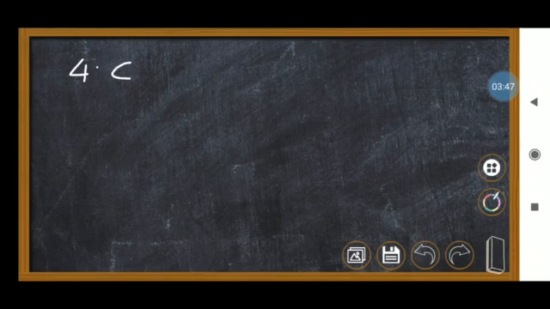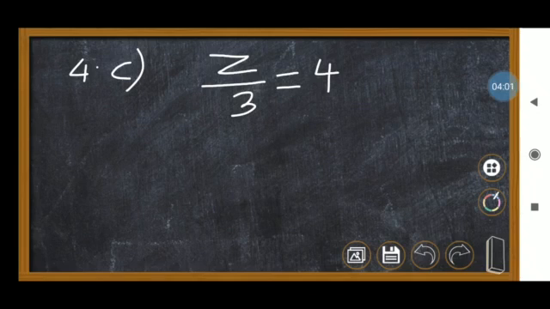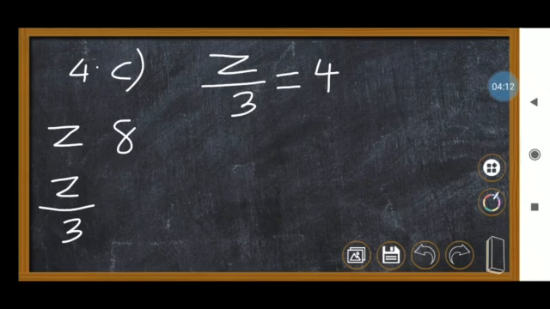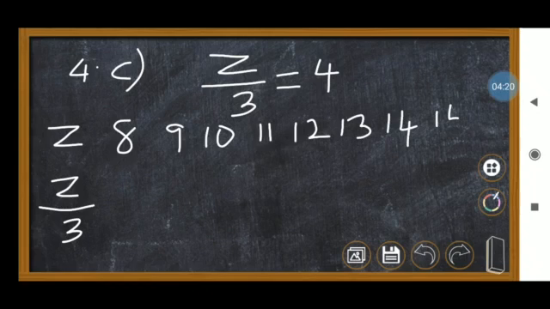So if you look at the next problem, C problem. The fourth one, C. What they said: complete the table and find the solution of the equation z by 3 equal to 4. So this is the equation z by 3 equal to 4. Using the table, they have given z by 3. The first value starts at 8, 9, 10, 11, 12, 13, 14, 15. It's going on, right? 15, 16, and after that it also goes on.